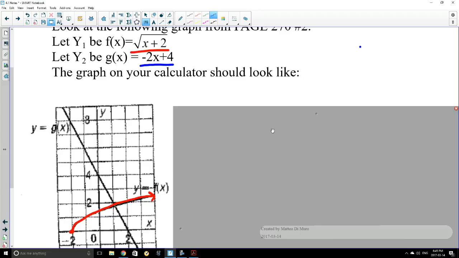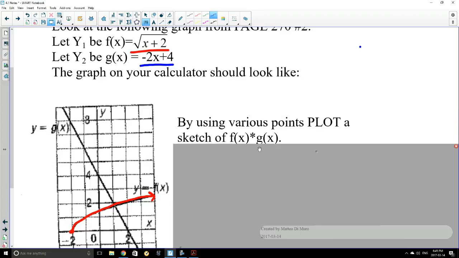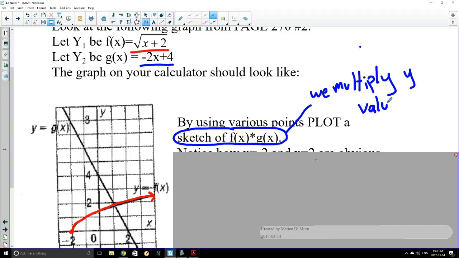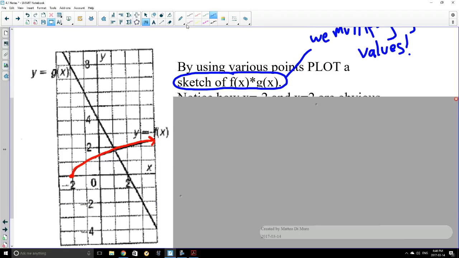Okay, so let's see, what are we doing with this? Let's sketch a graph of f of x times g of x. So remember, we multiply the y values. To get a sketch, you just need to pick a couple smart points. So I'll do the sketch in green. Any intercepts, of course, is something that you're going to want to look at.